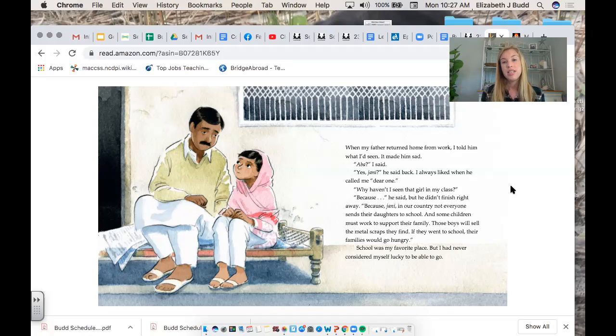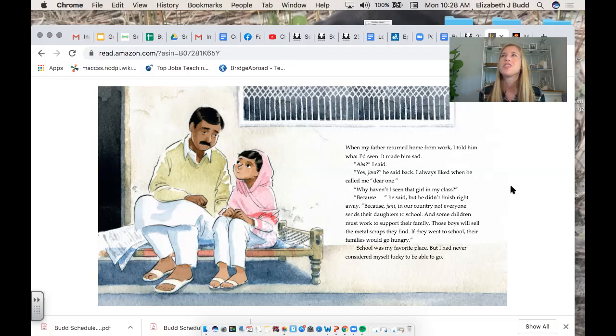Because, he said, but he didn't finish right away. Because, Johnny, in our country, not everyone sends their daughters to school, and some children must work to support their family. Those boys will sell the metal scraps they find. If they went to school, their families would go hungry. School was my favorite place, but I had never considered myself lucky to be able to go.